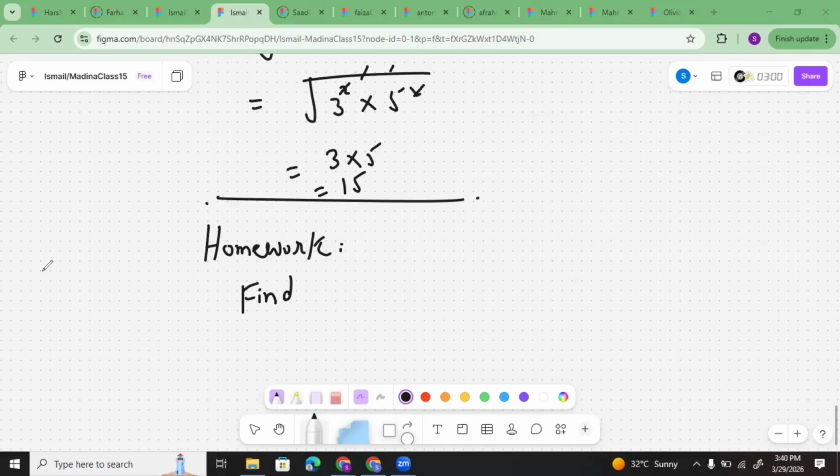Now I'm going to provide the homework question for you. Find the square root of the following numbers. First, you need to find the square.